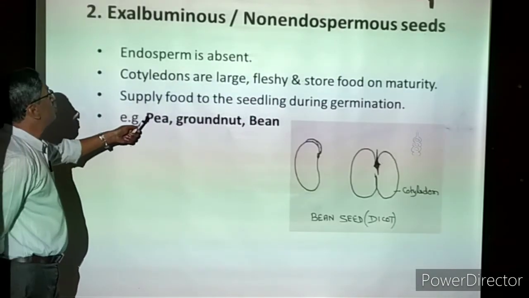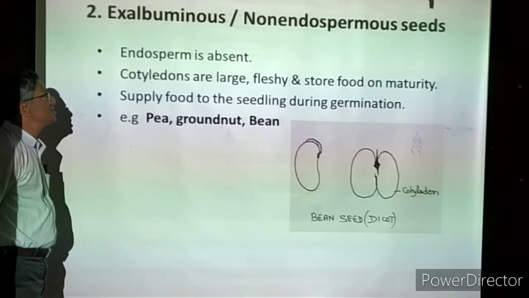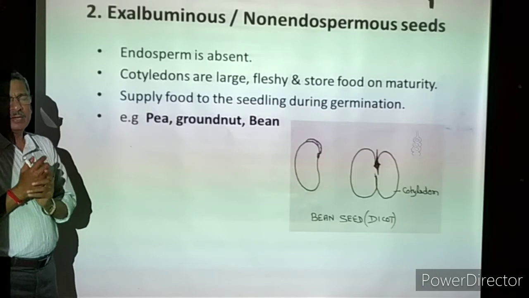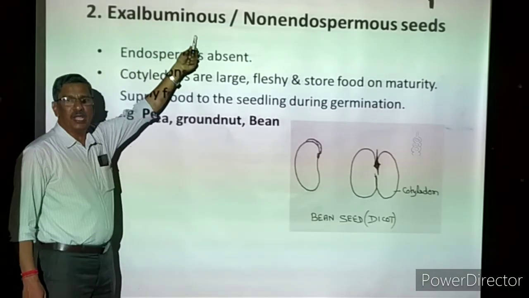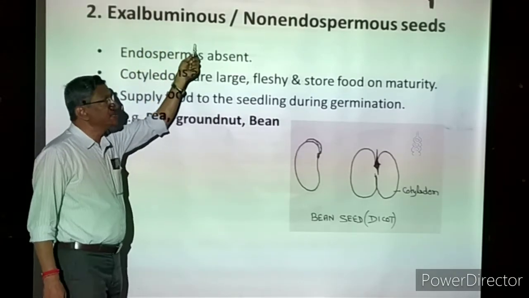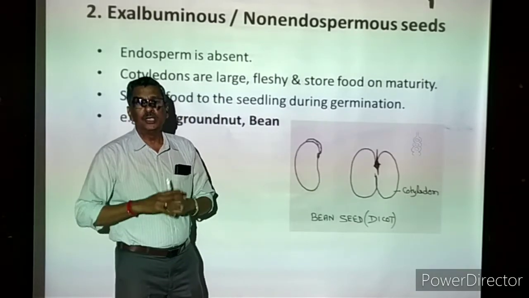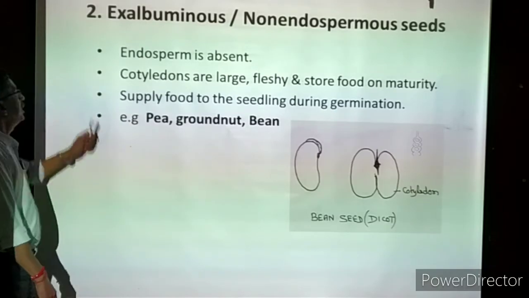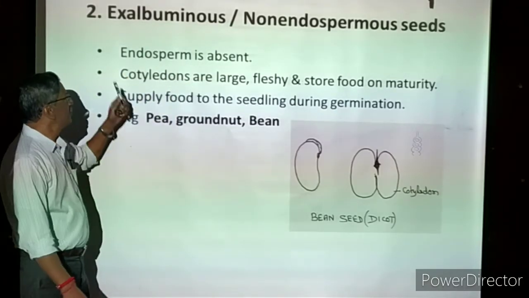Okay, the second group is called exalbuminous. In the name itself, we can understand. Albuminous means presence of albumin; ex means absence. Absence of protein, absence of albumin. That is an exalbuminous seed. Also non-endospermous. In the seeds, non means absence of endosperm. Now you see that the endosperm is totally absent.